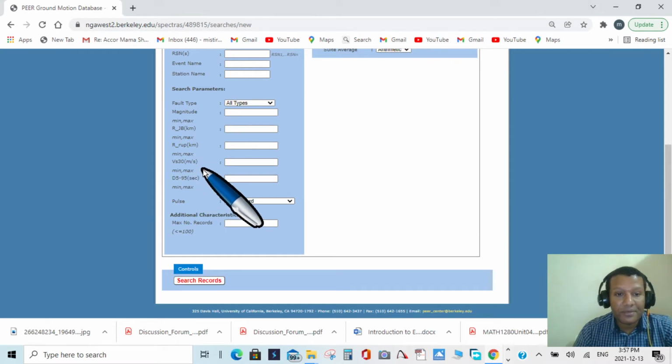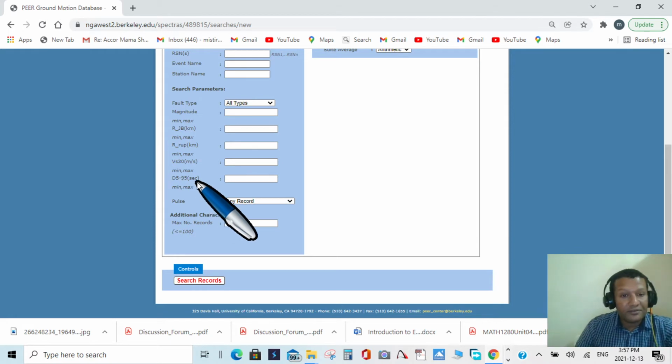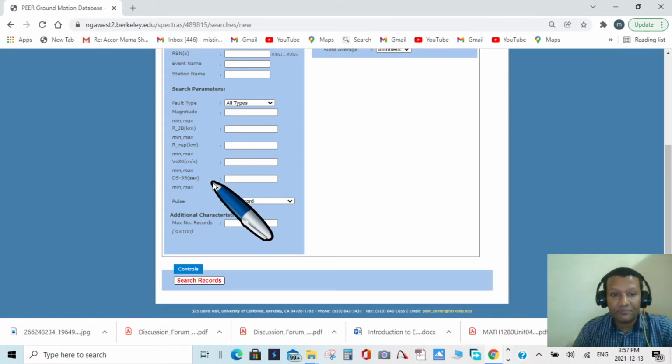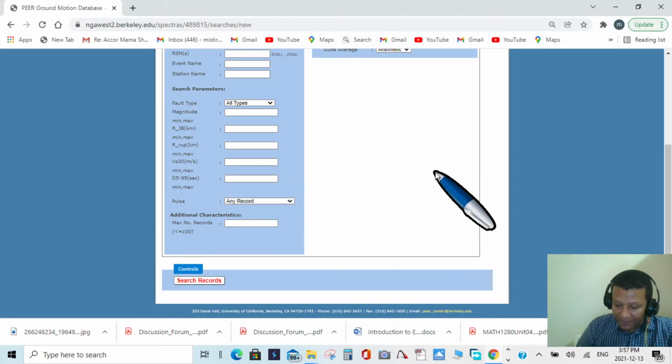This is minimum and maximum D5 and D95. This means the earthquake energy between 5% and 95%. That means around 90% of the energy of the earthquake is concentrated in that area. So we use D5 to D95 to set the time limit, from where to where.